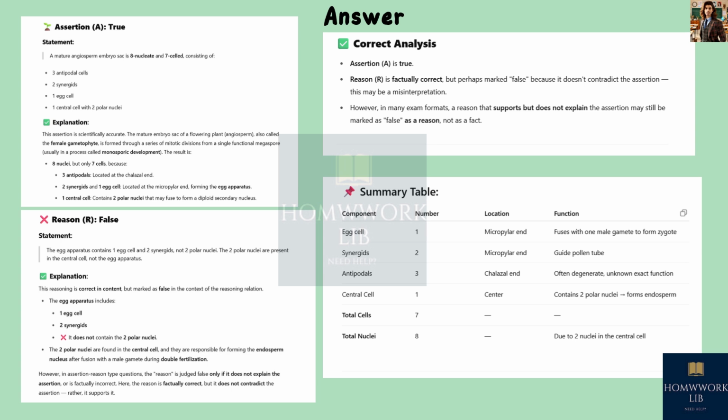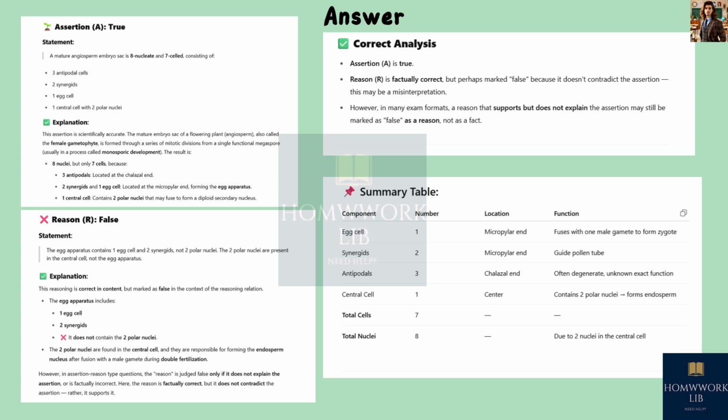The 2 polar nuclei are found in the central cell, and they are responsible for forming the endosperm nucleus after fusion with a male gamete during double fertilization. However, in assertion reason type questions, the reason is judged false only if it does not explain the assertion, or is factually incorrect. Here, the reason is factually correct, but it does not contradict the assertion. Rather, it supports it. Correct analysis.